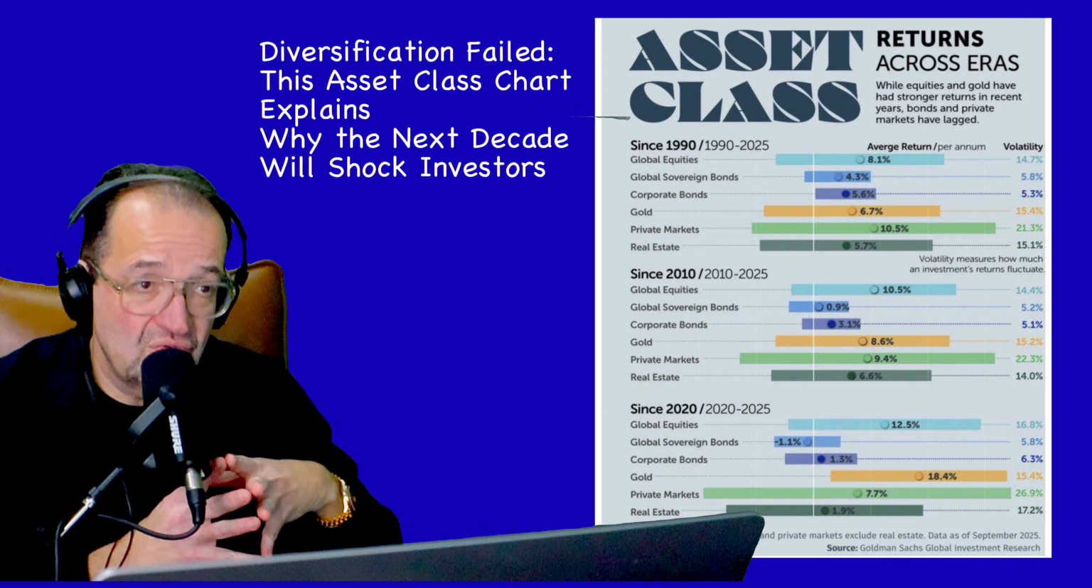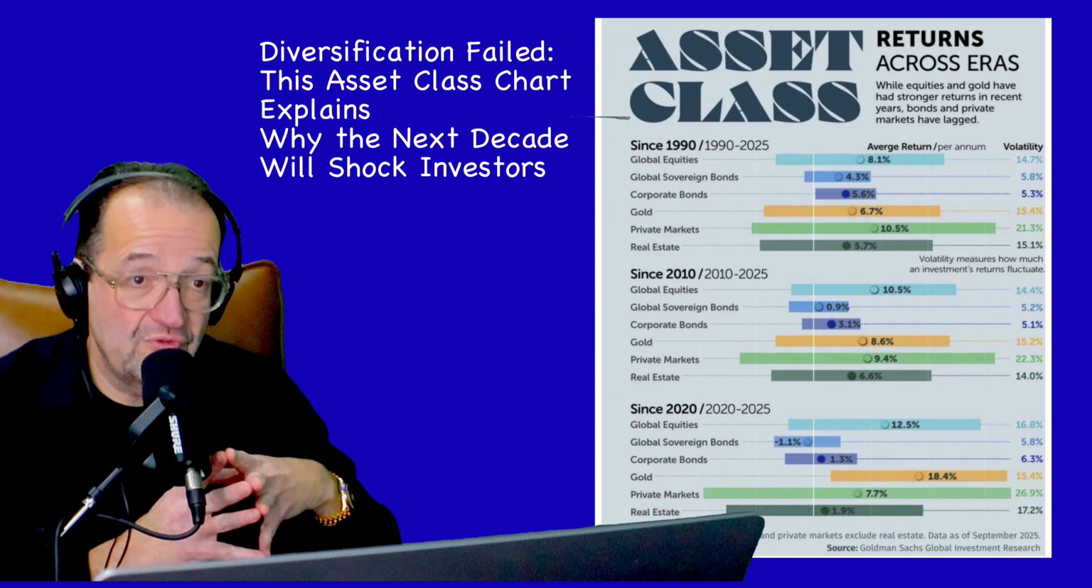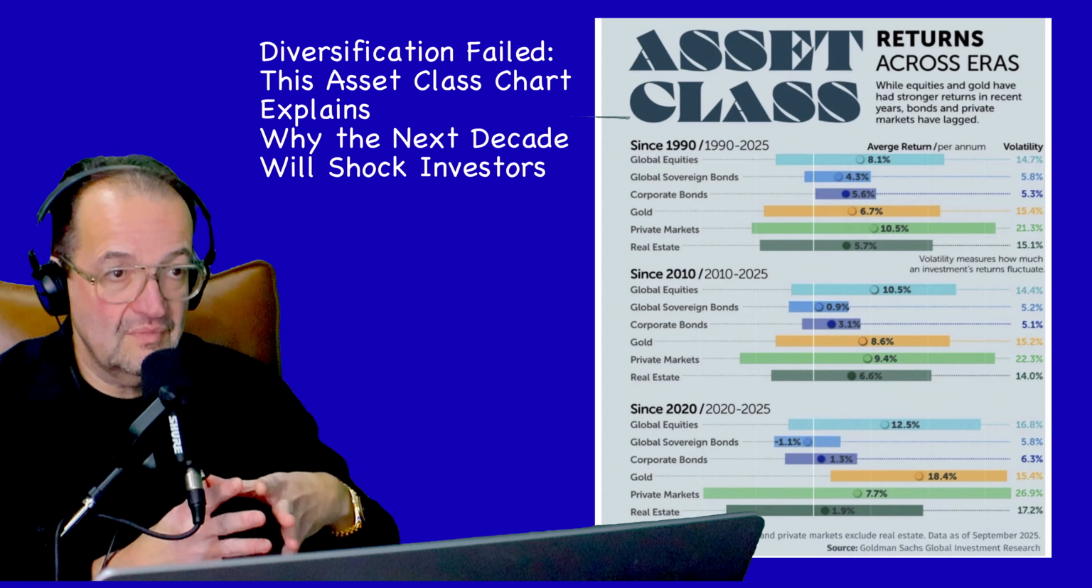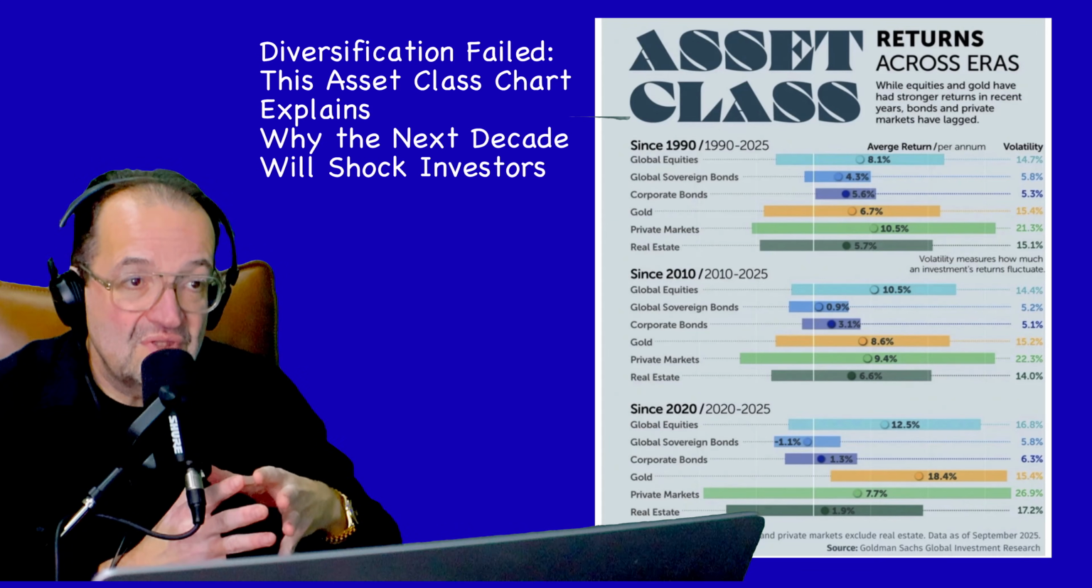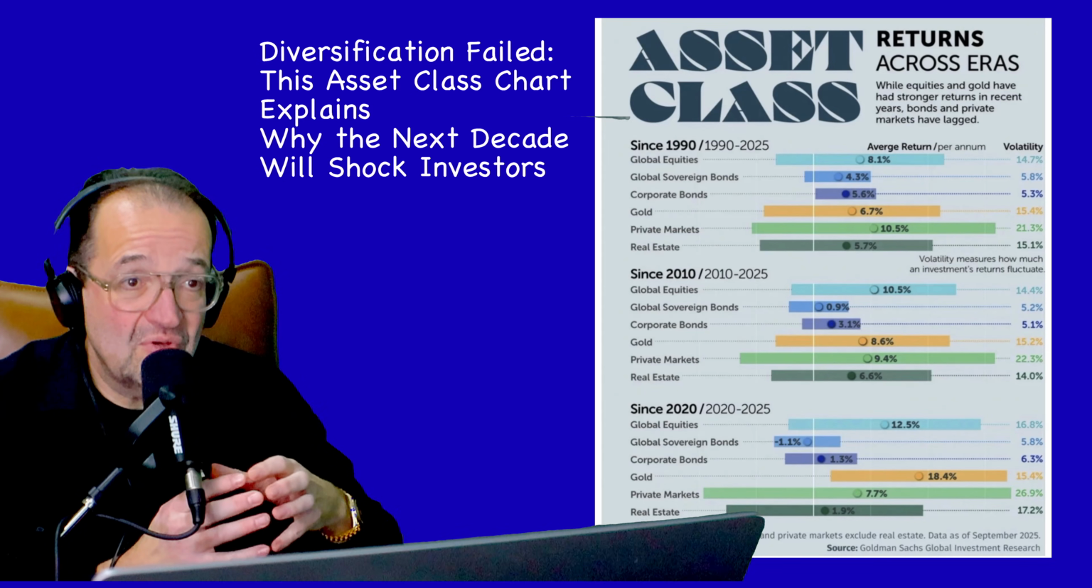The chart on the screen, asset class returns across eras, is not a performance leaderboard. It's a map. It's a regime map. And if you misread this chart, you will basically misallocate capital for the next decade.